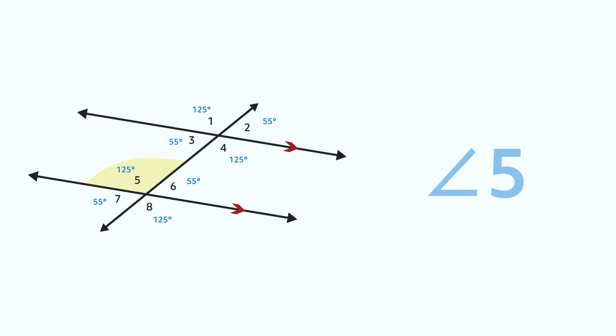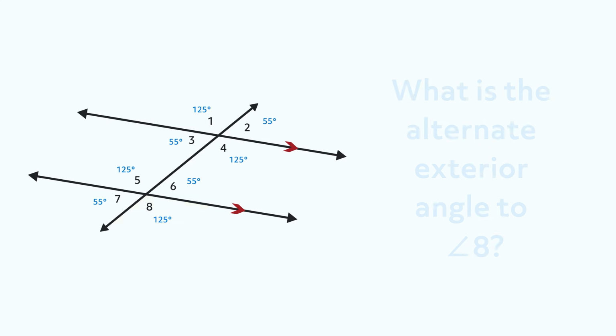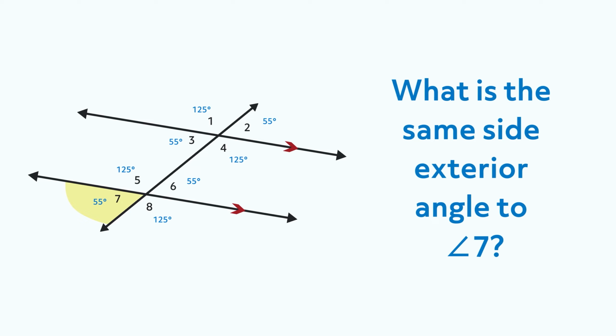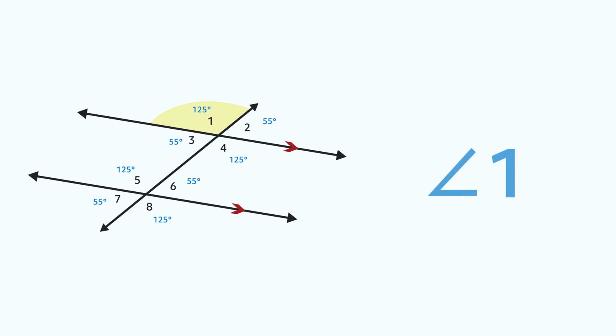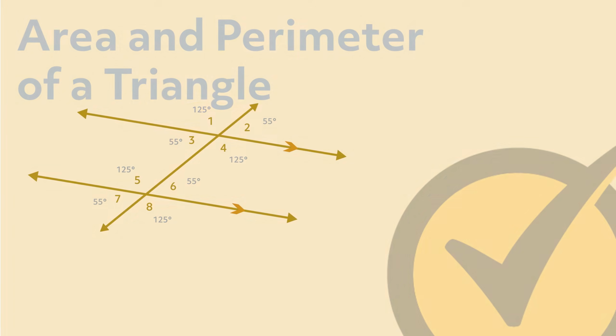That's a lot to absorb in a small amount of time. Try these questions to see if it's sunk in. What is the alternate exterior angle to angle 8? The answer is angle 1. What is the same side exterior angle to angle 7? The answer is angle 1. What is the corresponding angle to angle 5? The answer is angle 1.